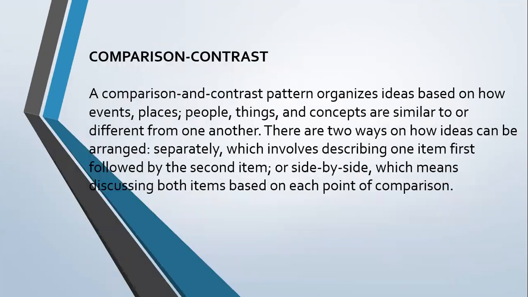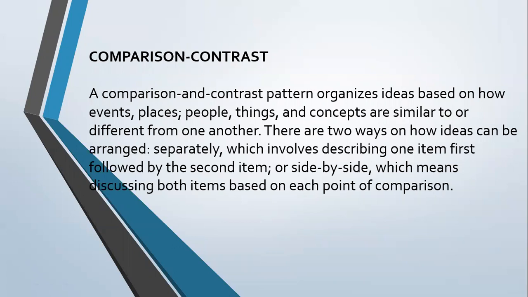The next is comparison contrast. A comparison and contrast pattern organizes ideas based on how events, places, people, things, and concepts are similar to or different from one another. There are two ways on how ideas can be arranged: separately, which involves describing one item first, followed by the second item, or side by side, which means discussing both items based on each point of comparison. So basically, when you say comparison and contrast, you're going to present the similarities and differences of the things or the subjects or the entities that you're trying to compare and contrast in the text.